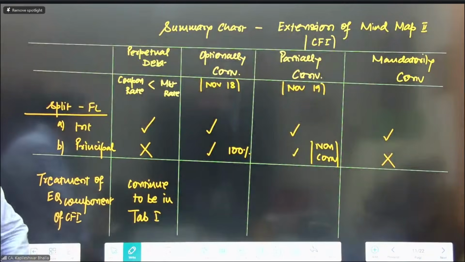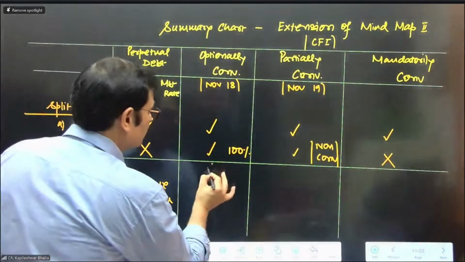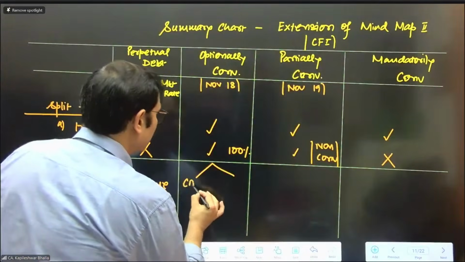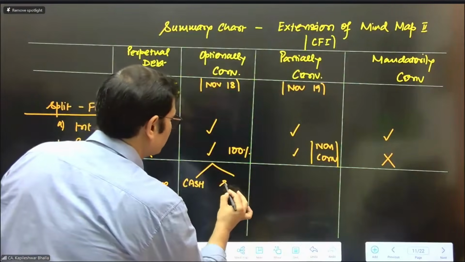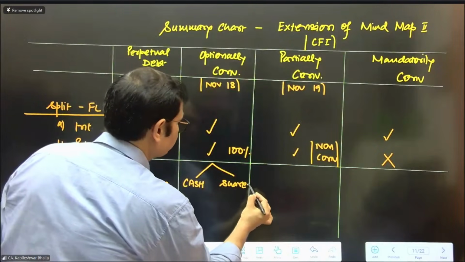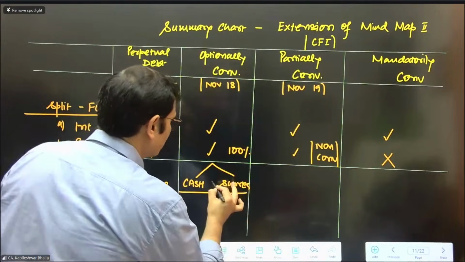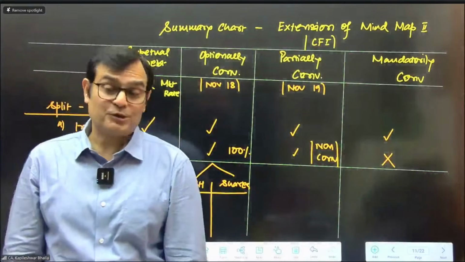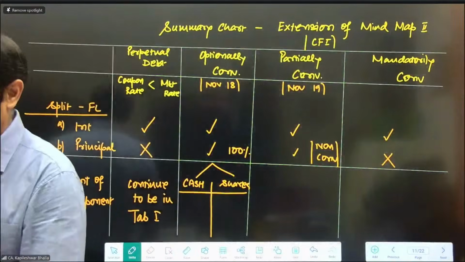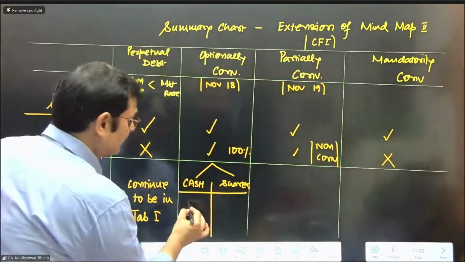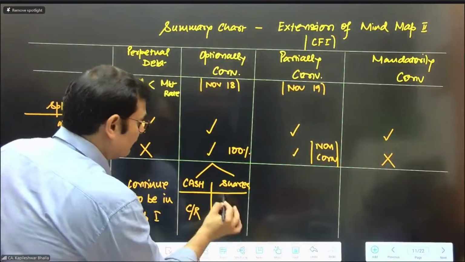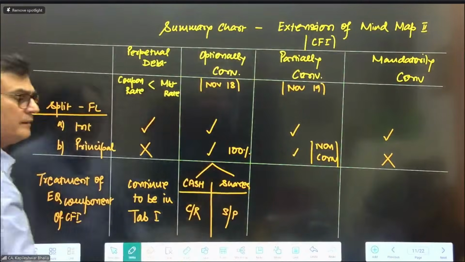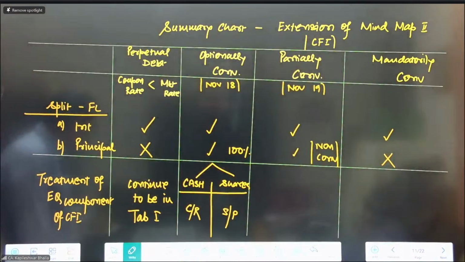What about optionally convertible? If it is optionally convertible, the person may ask for cash, or the person may ask for shares. If the person says, I want cash, where will you transfer that money? If you've seen the regular lectures, you would easily recall. Good. So this is going to be taken to the capital reserve. And if you opt for shares, as you've just seen, it goes to share premium. Wonderful.